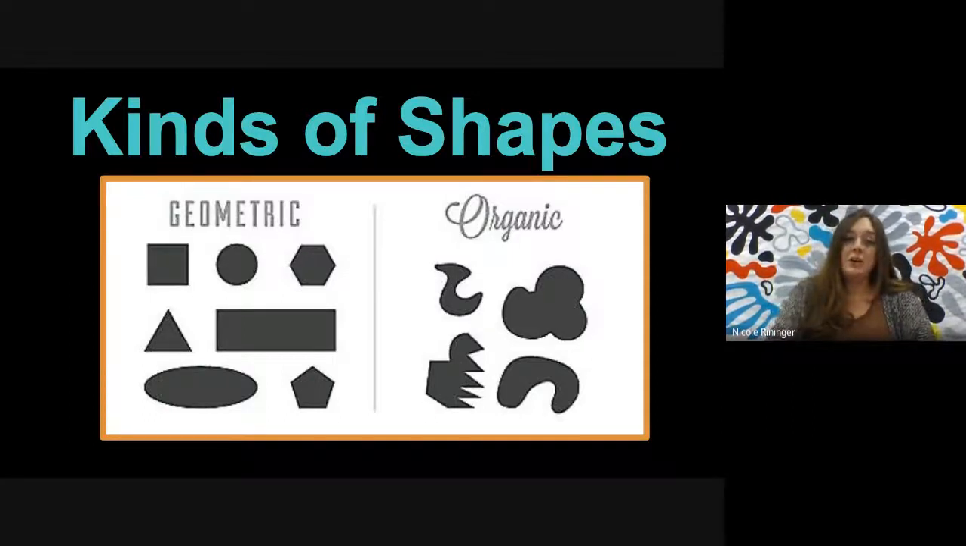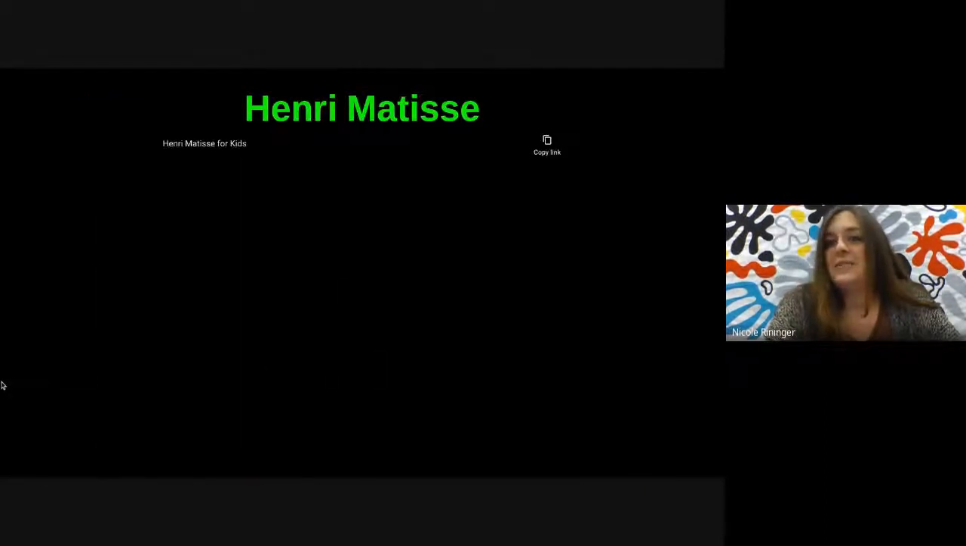Now, artists use shapes a lot in their artwork. So I want to introduce you to Henri Matisse, who was a French artist who used lots of different shapes in his art. In particular, you're going to see lots of geometric and organic shapes in his cutout works of art, okay? So I'm going to share that video with you.